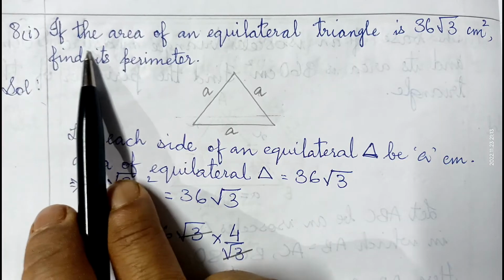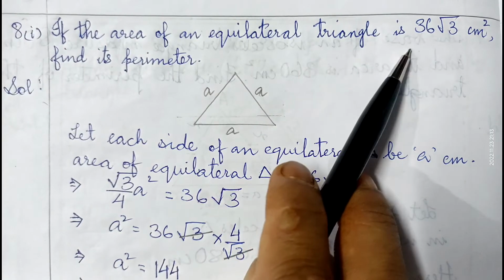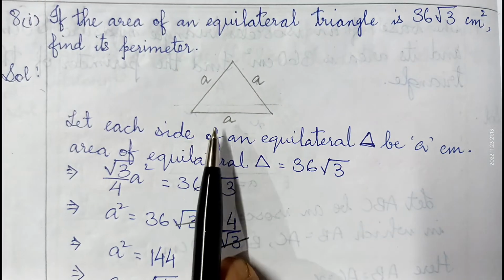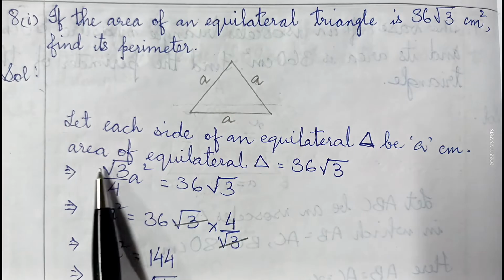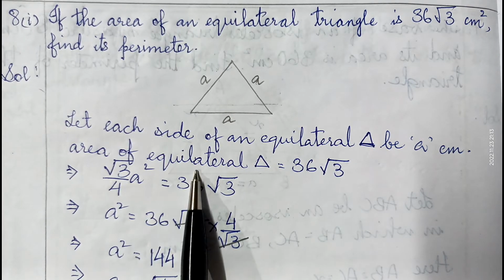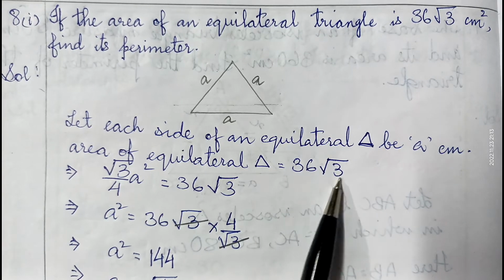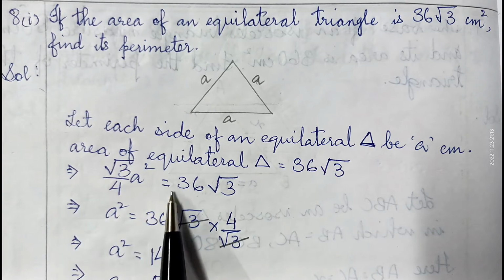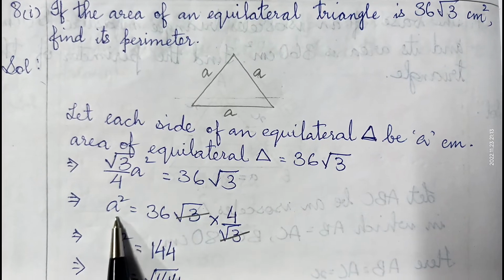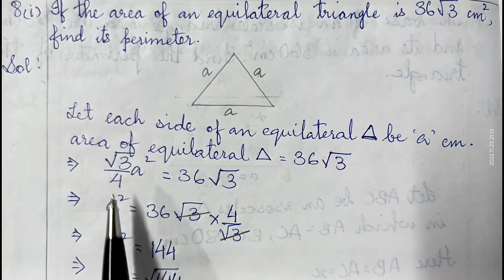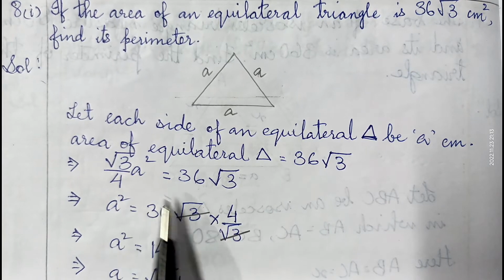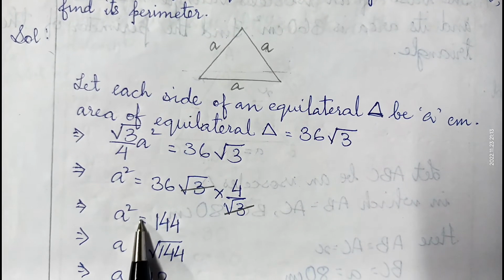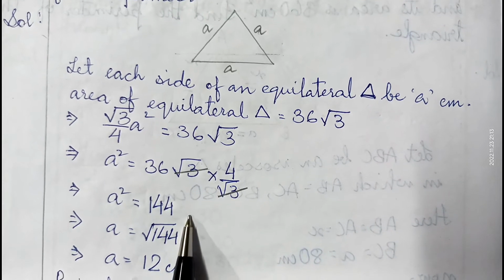Question number 8, first part. If the area of an equilateral triangle is 36 root 3 centimeter square, find its perimeter. Here, this is the triangle. Here we can consider each side to be a. Now, in the question it is given the area of the equilateral triangle is 36 root 3. And we know the area of an equilateral triangle formula is root 3 by 4 into side square, equal to 36 root 3. So a square will be 36 root 3 into 4 in the numerator and root 3 in the denominator. Root 3 and root 3 can be cancelled. So we are left with a square equals 36 into 4, which will give 144.